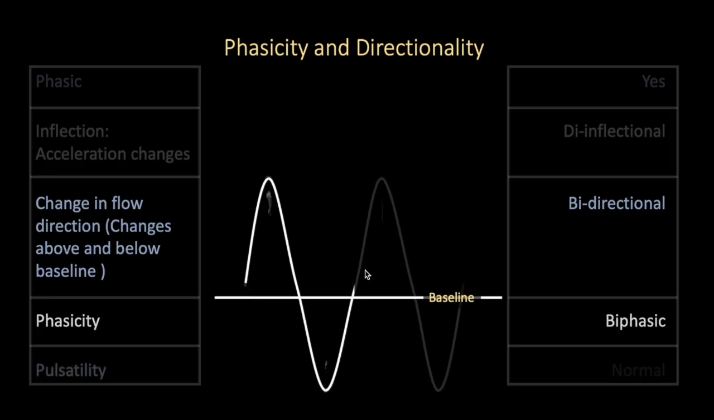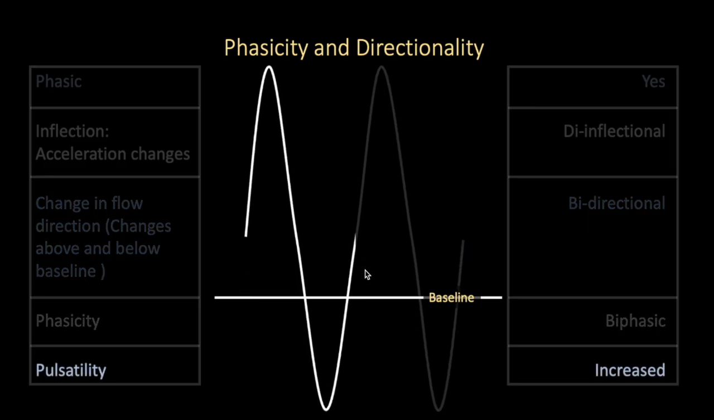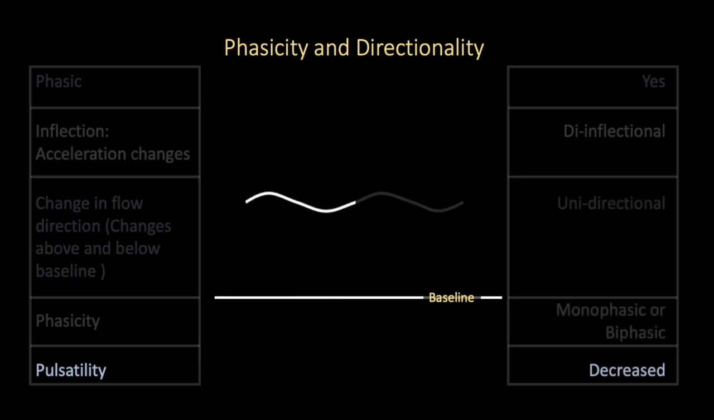Now, if we change the pulsatility here, you can see that we've taken that previous one and we've increased our pulsatility. So this is still phasic, this is still di-inflectional, it's still bidirectional here. This would be biphasic by both definitions, but here the pulsatility would be increased. Now let's look at what it would look like if the pulsatility decreased, and here we can see it's a more flattened appearing waveform, and so here the pulsatility would be decreased.